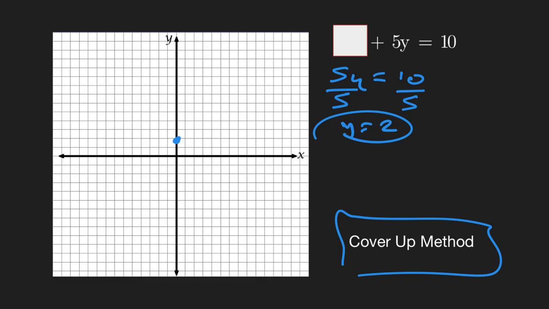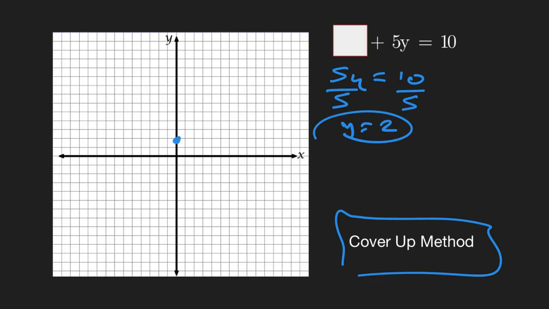Okay? I'm going to cover up my x term because, again, if I'm on the y-axis anywhere, my x value is 0. That makes that term disappear. Hence, that's why I covered it up. Okay?